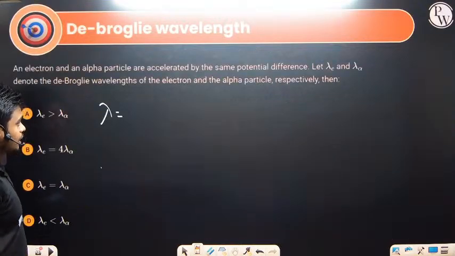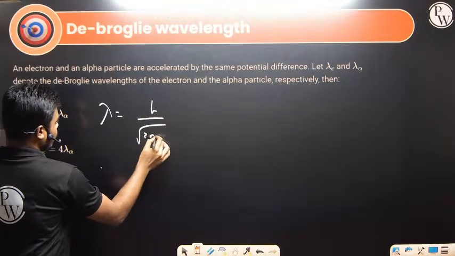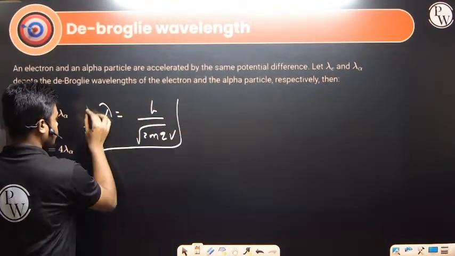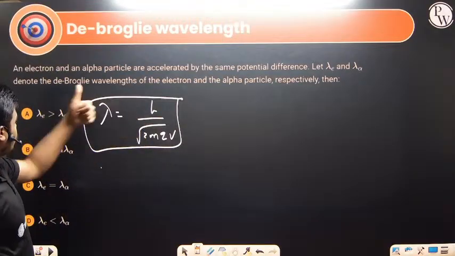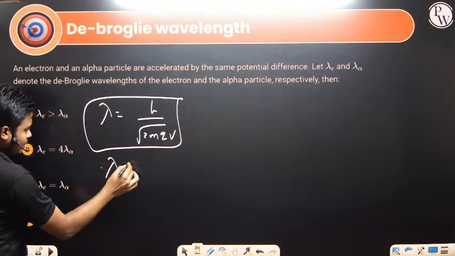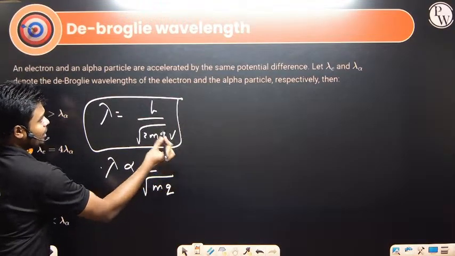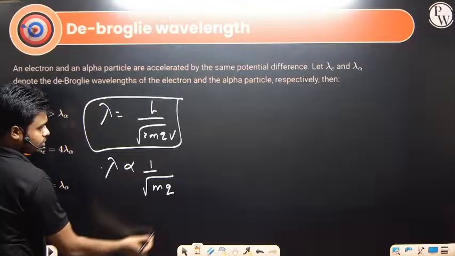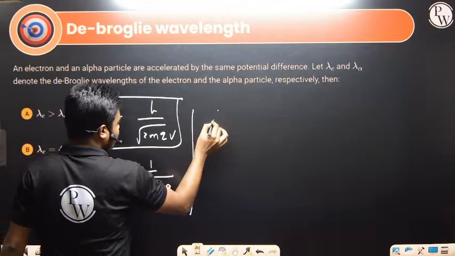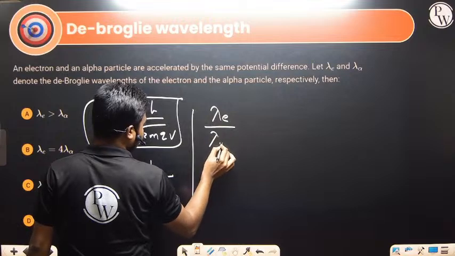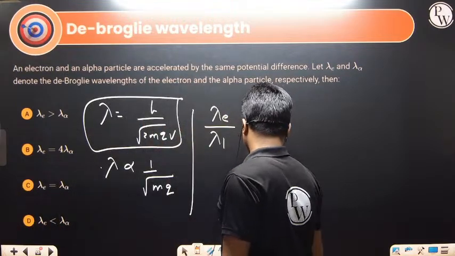Lambda is given by h divided by under root 2mqV. So if we compare the lambda of the proton, lambda of the electron and lambda of the alpha particle, lambda is inversely proportional to root of mass, root of charge, if they have the same potential difference. So lambda is inversely proportional to this. The one which has higher mass will have the lower value. So we can directly say lambda of electron divided by lambda of alpha particle.